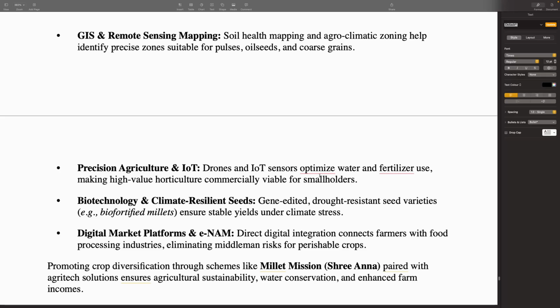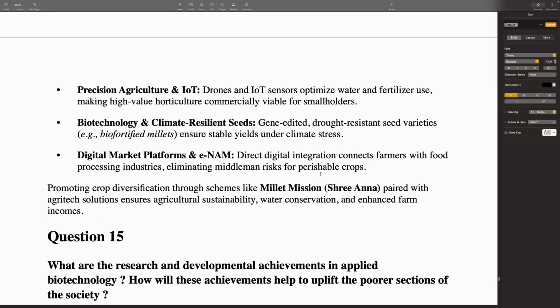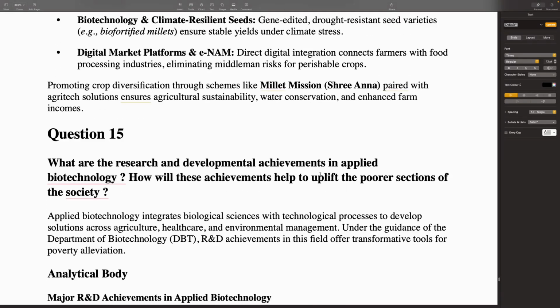Digital market platform and eNAM. Direct digital integration connects farmers with food processing industries, eliminating middleman risk for perishable crops. Promoting crop diversification through schemes like the Millet Mission, Shree Anna, paired with agri-tech solutions ensures agricultural stability, water conservation, and enhanced farm incomes.